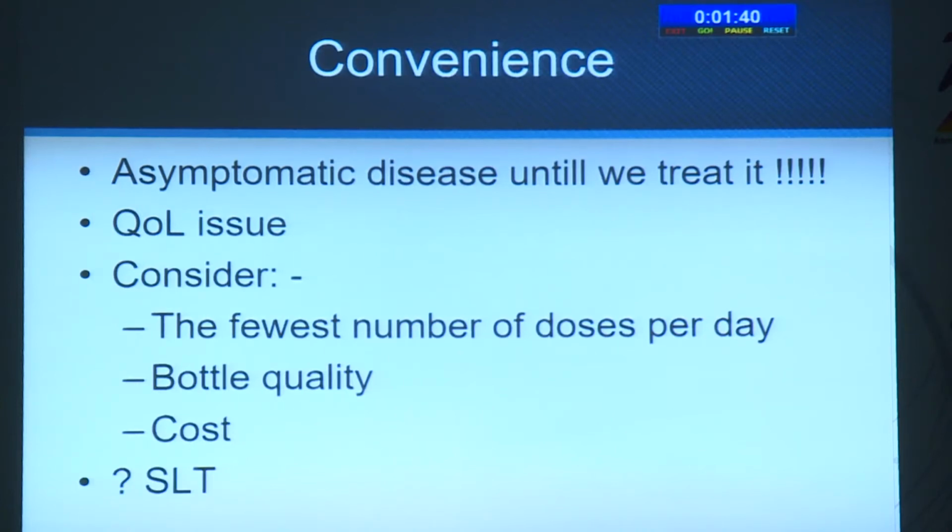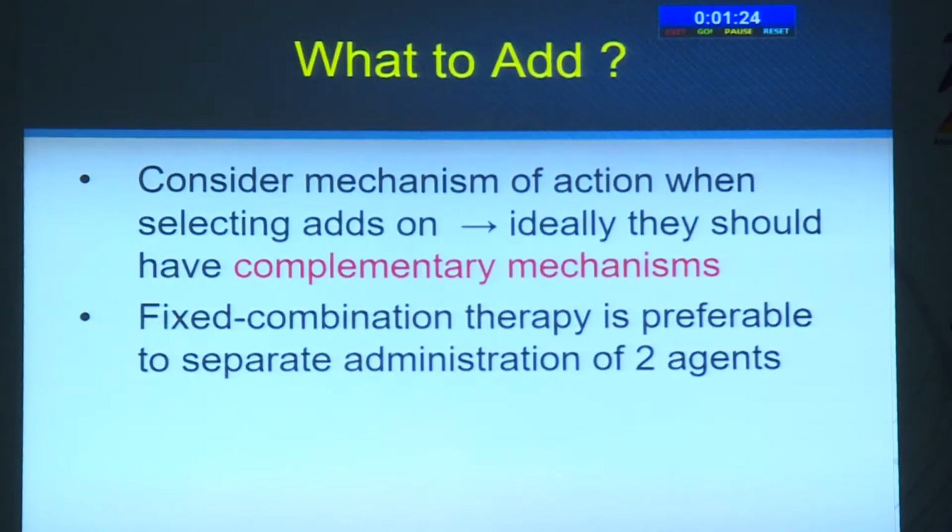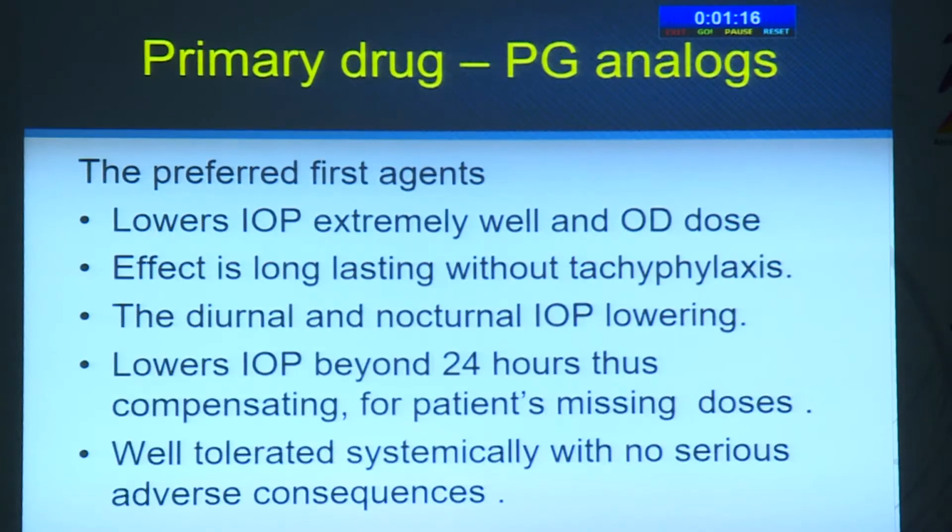We have to also see that the patient is... Remember, the patient is asymptomatic till we start the treatment. So we have to select something which has fewer side effects, convenient dosing, good bottle quality, and of course we have to think about the cost of the drug. And what to select? Always select the complementary mechanism of the two molecules that you have, and the fixed drug combination is a better option.